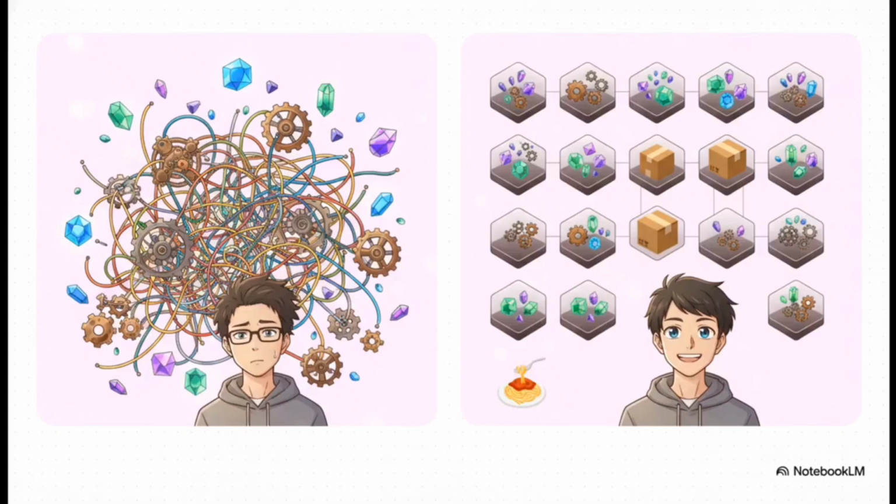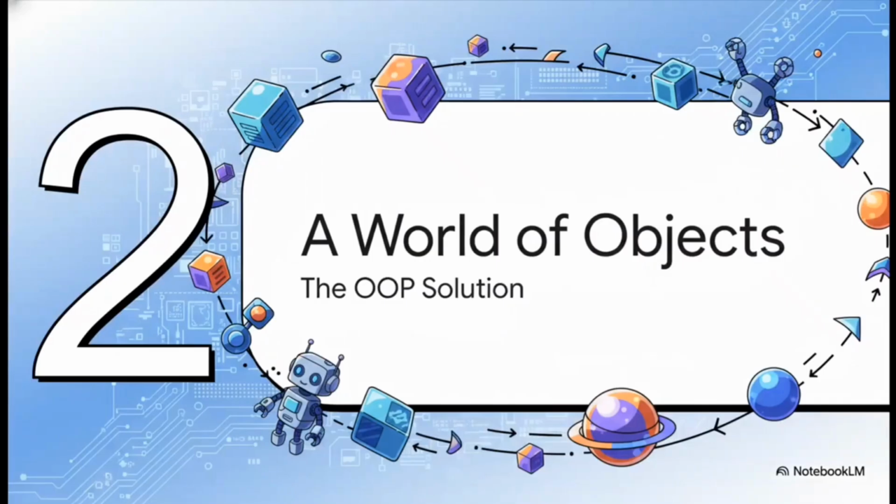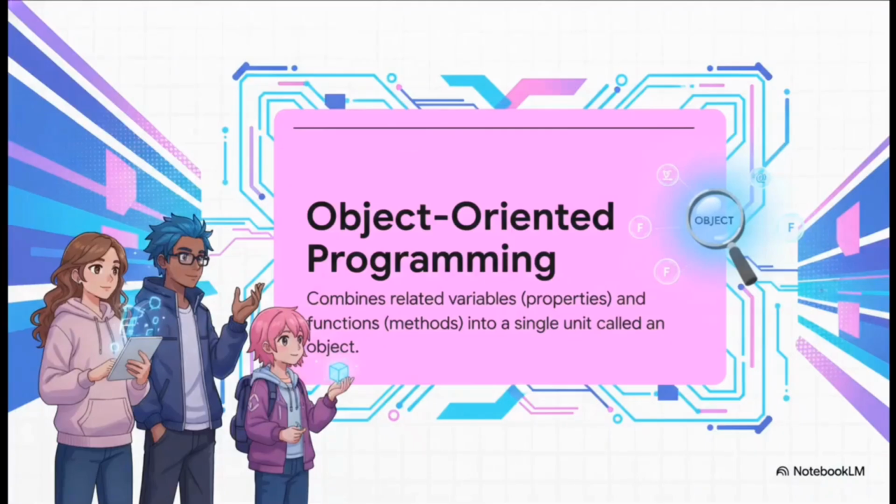That's the object-oriented way. Everything is bundled up, neat, tidy, and organized. And that neat, bundled approach is exactly the solution we're talking about. So let's dive in to how this whole world of objects actually works. Okay, so this is the absolute core idea of OOP. Instead of keeping your data and functions in separate houses, you bring them all together under one roof.